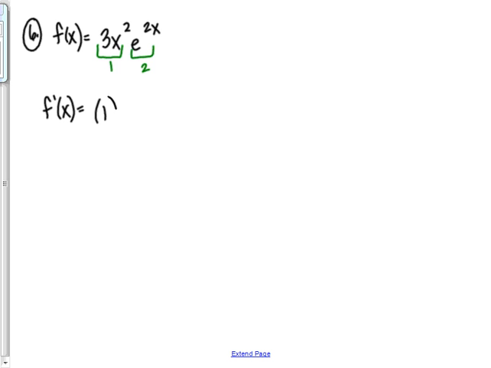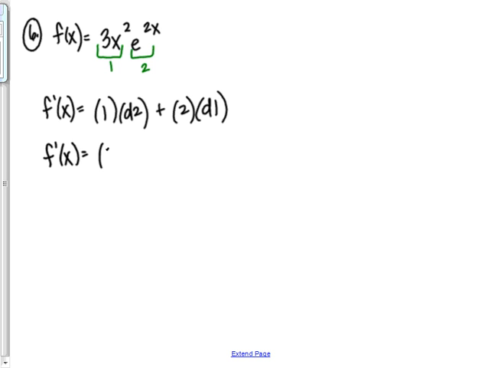This is number 6. F of x equals 3x squared e to the 2x. All right, so again, whenever there's an x in front of that e, you're going to do a product rule. So we're going to call this one 1 and this one 2. So our derivative is going to be 1 d2 plus 2 d1, that product rule from BCalc 1.